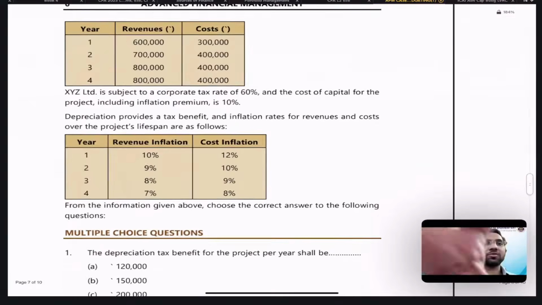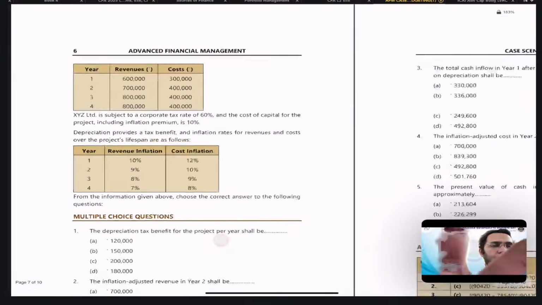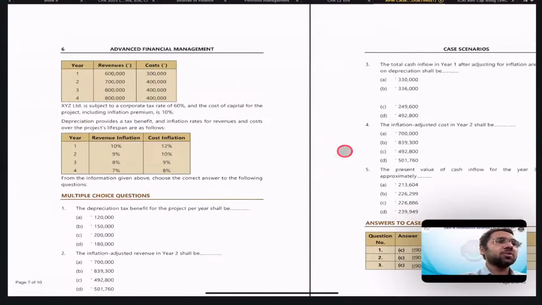XYZ Limited is also subject to a corporate tax of 60%, and the cost of capital for the project, including inflation premium, is 10%. So this 10% is obviously including the inflation premium, so that's the nominal rate. Depreciation provides a tax benefit, and we have the inflation rates for revenue and costs over the project's lifespan. Then we have to calculate the depreciation tax benefit for the year, the inflation adjusted revenue in year 2, and the total cash flow in year 1.